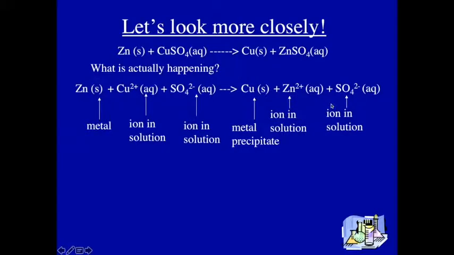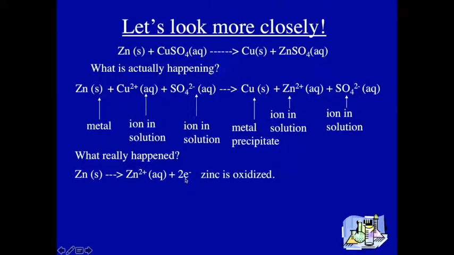So what really truly happened in this case was zinc lost 2 electrons. It had 30 to start, 30 protons, 30 electrons. Its charge was 0. It lost 2 electrons, so its charge went to +2. Here's the 2 electrons coming out of that part of the reaction. This is what we call a half reaction. Zinc, in this case, was oxidized.